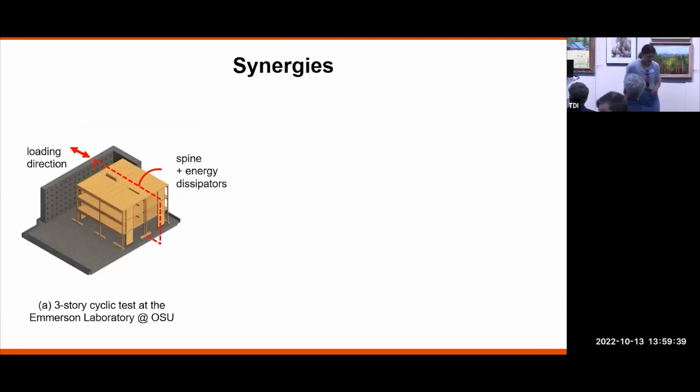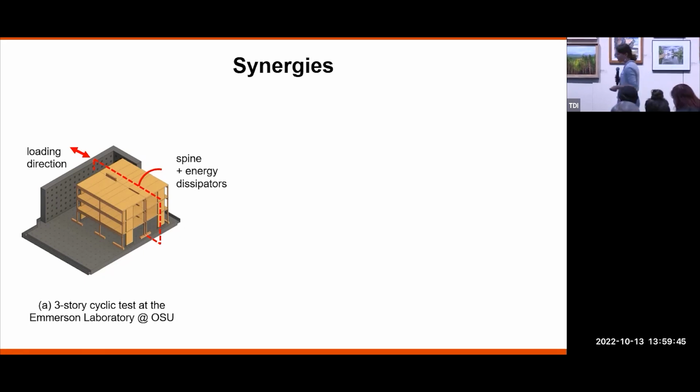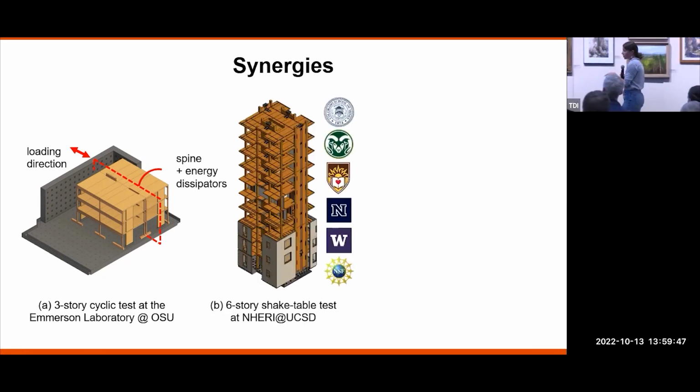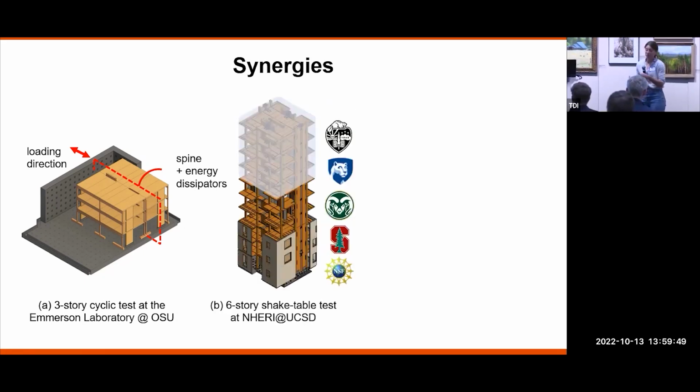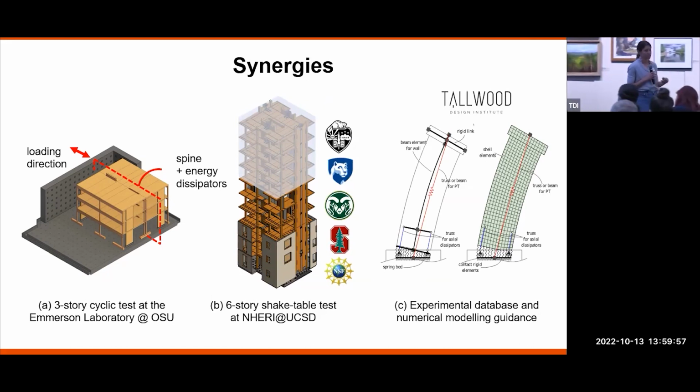And so this work isn't by itself, it's actually nested on the several projects that you've heard about earlier today. So this is a 3-story Emerson project, the 6-story shake table test, the 10-story that will then turn into a 6-story shake table test at UC San Diego. And then this one sort of wrapping around both those in the development of these numerical modeling methods that will hopefully support better guidance on modeling and design procedures for these mass timber systems.